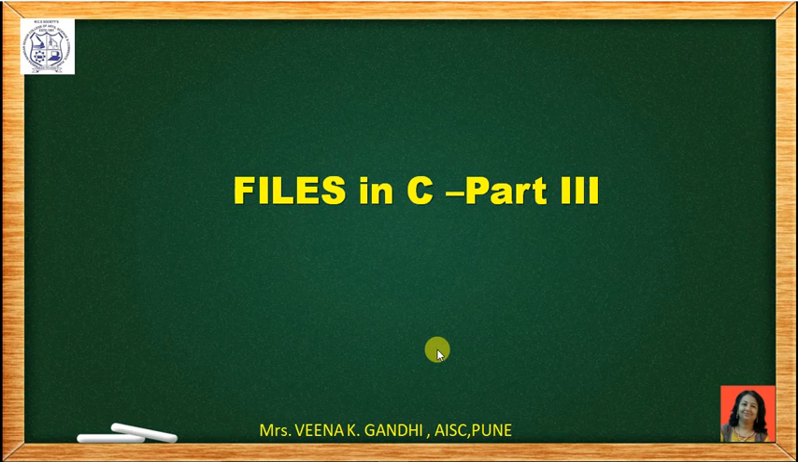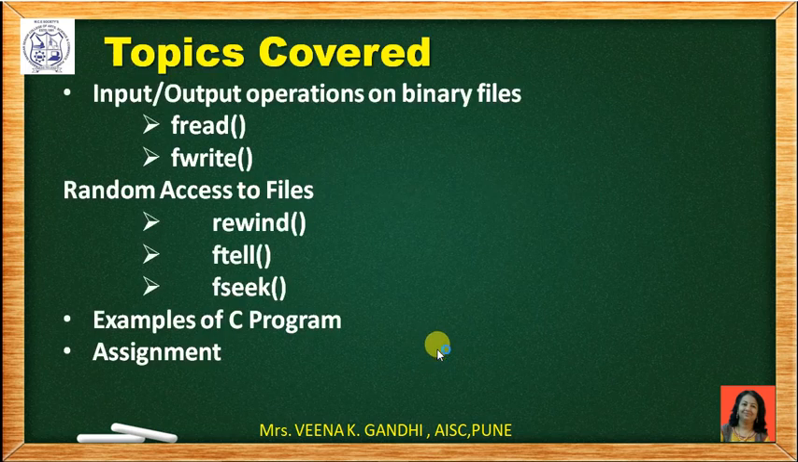In Part 2, you learned the input and output functions for text files. In this video, you will learn input and output functions on binary files. The topics covered are input and output operations on binary files, the fread and fwrite functions, then how to access the file randomly using the functions rewind, ftell, and fseek, along with examples on the topics and an assignment.